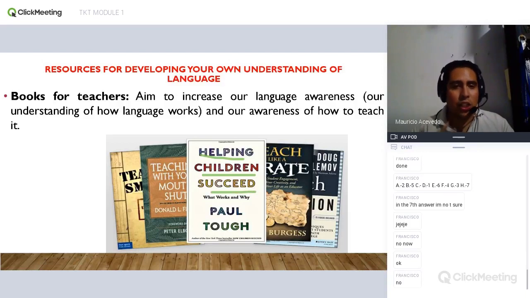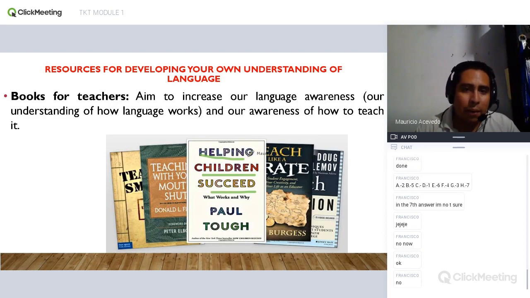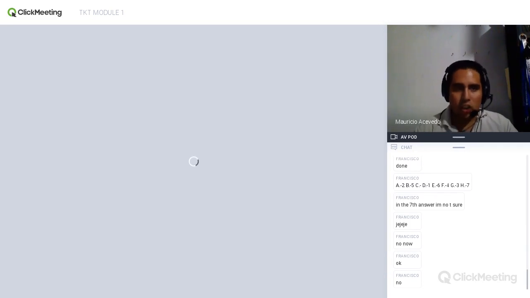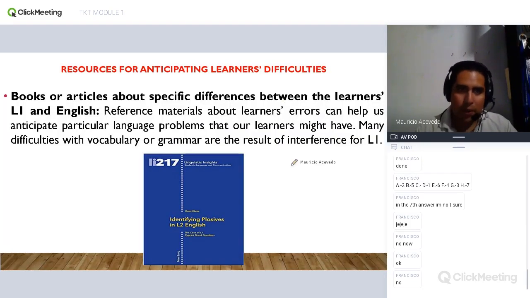So for example, here we have Helping Children Succeed. In this case, you imagine that you are in a primary school. So you will have a book which will help you, Francisco, to improve children's learning, maybe about languages, maybe not about languages, but they exist. Okay, so books for teachers, remember.